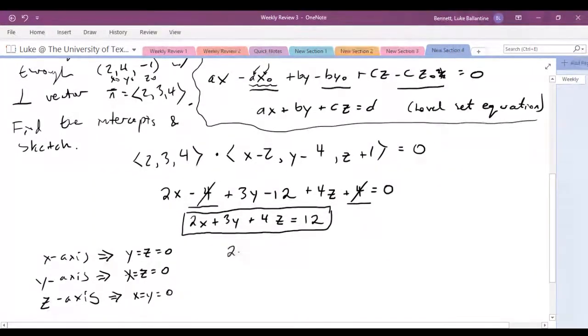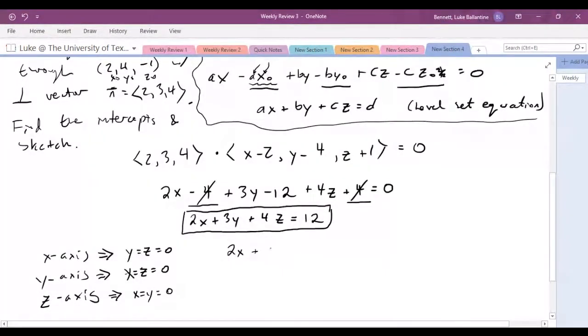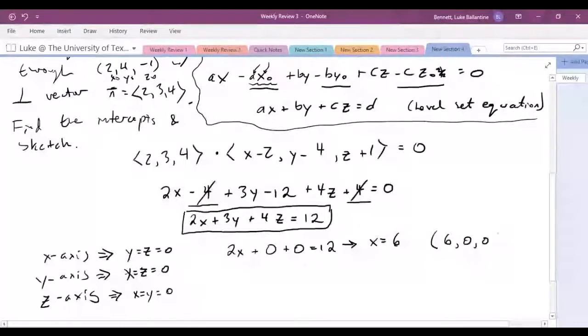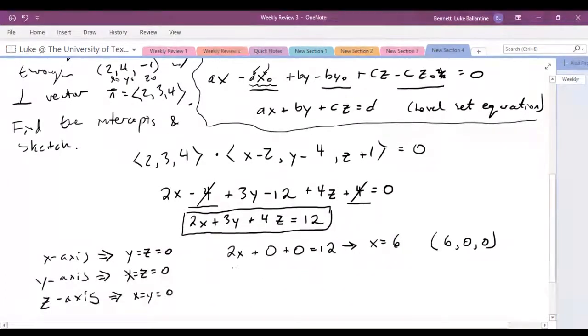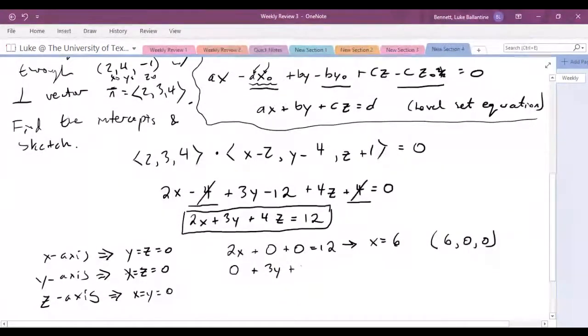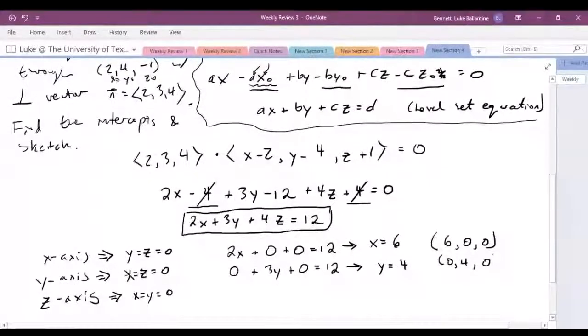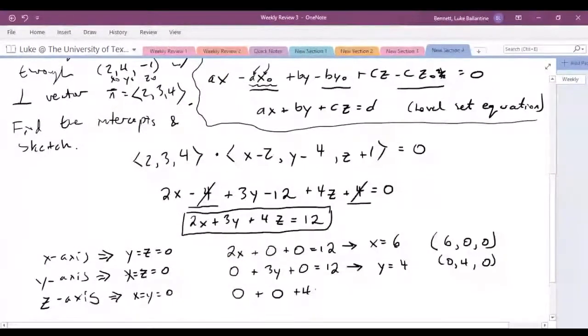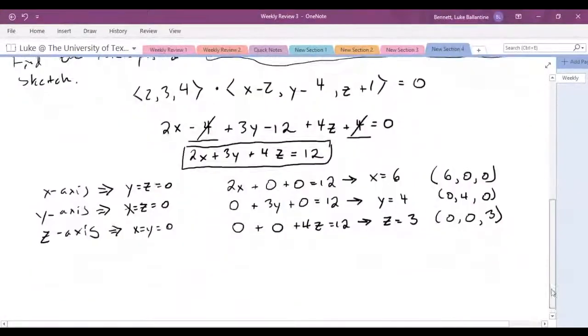So let's start with the x-axis, right? We have 2x, well, y and z are 0, so that's plus 3 times 0, which is 0, plus 4 times 0, which is 0, equals 12. So that means x is equal to 6. So we have the point 6, 0, 0 as the x-intercept. In a similar manner, we can proceed with the y. So we would have 2 times 0 being 0, plus 3y, plus 4 times 0 is 0, equals 12. So that's going to be y is equal to 4. 0, 4, 0. x, y, z. All right. For the z-axis, 2 times 0 is 0, plus 3 times 0 is 0, plus 4z equals 12. That means z is equal to 3. So we have the point 0, 0, 3.